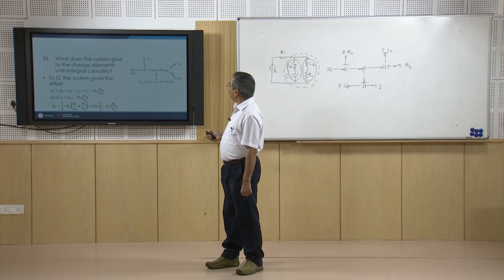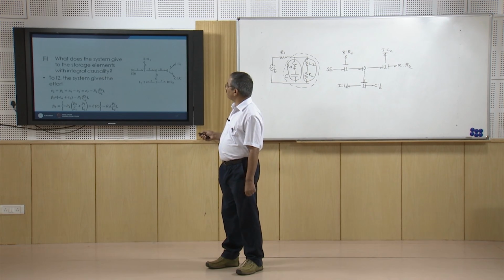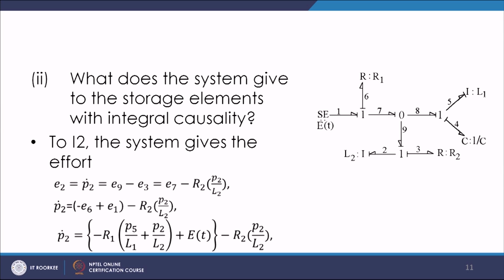Then we go for the second logic, that is, what the system gives to the storage elements with integral causality. So, you see here the I2, to I2 the system is giving effort. Okay. So, this E2 I write as P2 dot, and this P2 dot is E9 minus E3, and E9 is the same as E7 here, because this is a constant effort junction. So, E7 and E3 we have already found out, which is R2 P2 by L2. Okay. So, that is there.